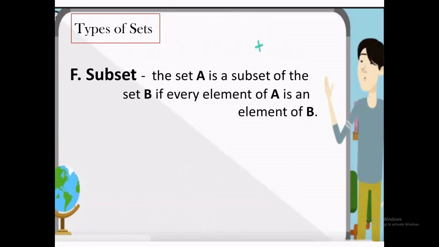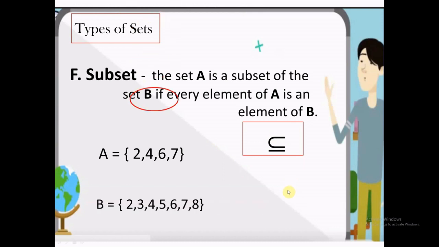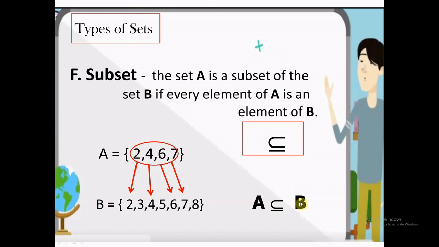Letter F, subset. The set A is a subset of set B if every element of A is an element of B. It is denoted by this symbol, like a sideways U. Okay, so let's say A has 2, 4, 6, and 7. You can see all of its elements are inside B. So we can say that A is a subset of B.